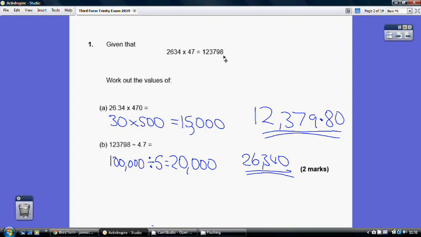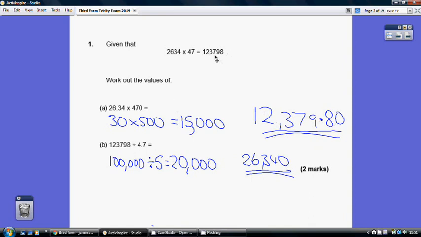Now the answer comprises these digits, so where are we going to put the decimal point to get an answer of approximately 15,000? Well, it's going to be between the 9 and the 8, giving us £12,379.80.